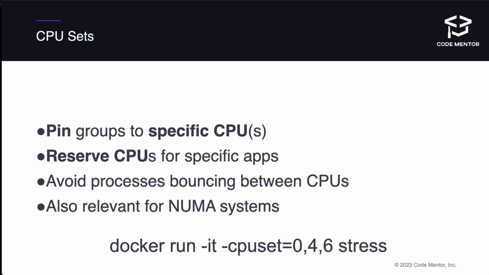The other option that you have for cgroups with CPU is CPU sets. Now CPU sets basically pin a core. So what I'm seeing here with this Docker run is that I'm setting core 0, 4, and 6 to be the 3 cores that will be associated with this process.